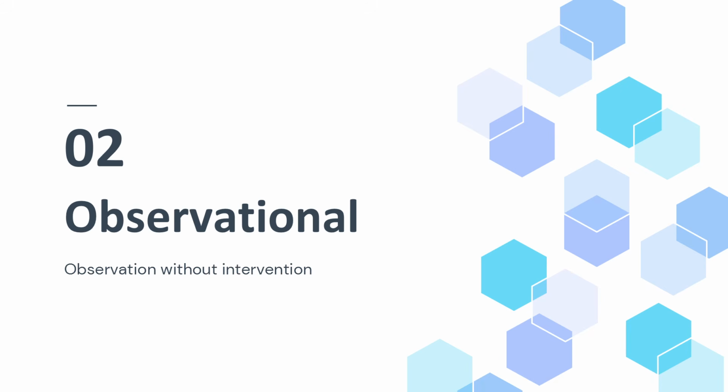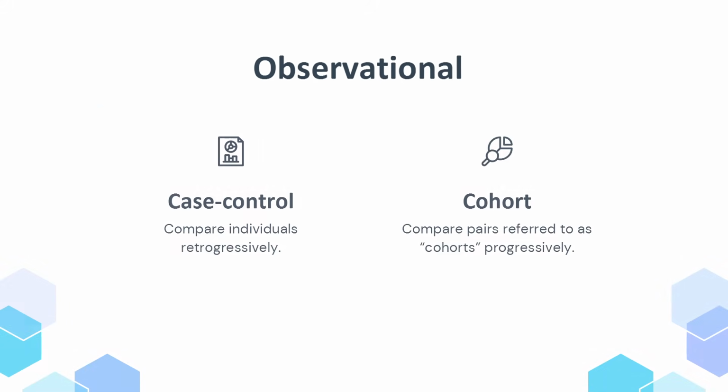So basically, we investigate the medical history of the patient and the different experiences that the patient went through, through interviews, through surveys, and so on and so forth. Okay, so for observational studies, we have two. You have your case control, which compares individuals retrogressively. So this is exclusive for our case control study.